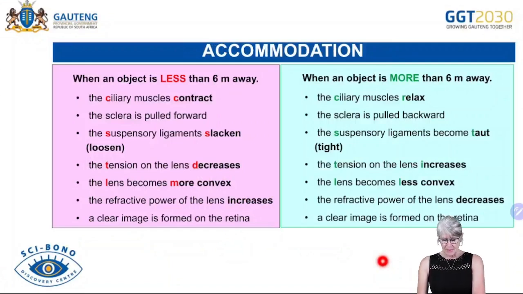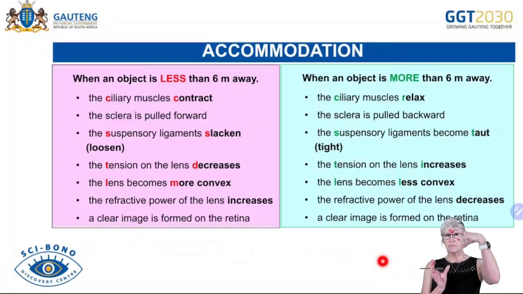All right, so let's have a look, and it's very nice actually to compare these two in a table, because if you know the one side of the table, then it's very easy to remember, because it's usually the opposite. So if we have a look at when an object is less than 6 meters away, so it's close up, the ciliary muscles contract. Okay, so remember the muscles of the ciliary body. So they're going to contract. The sclera is pulled forward.